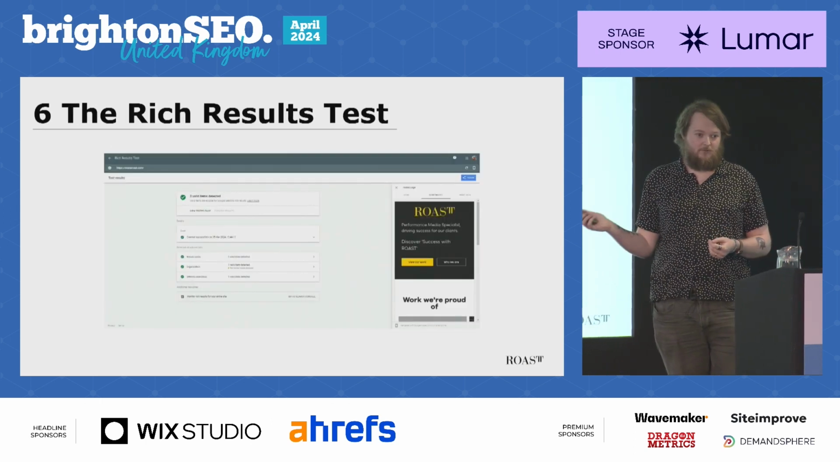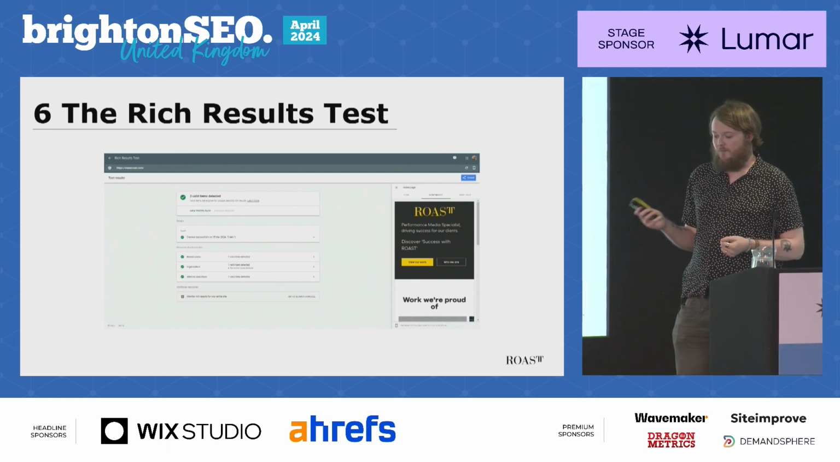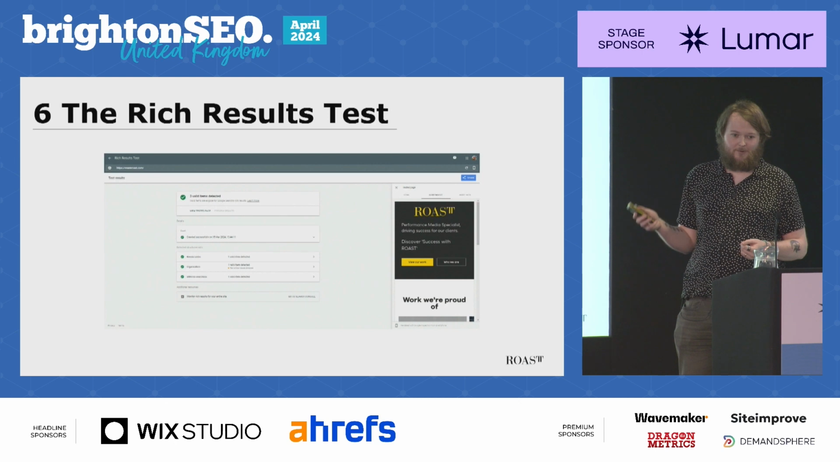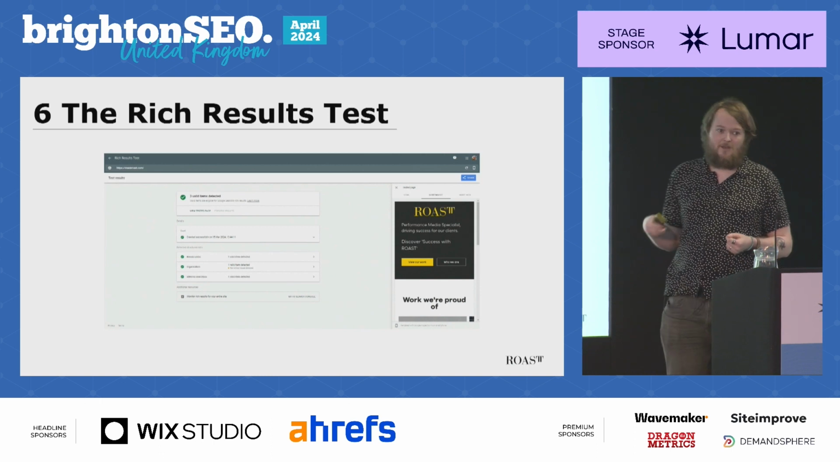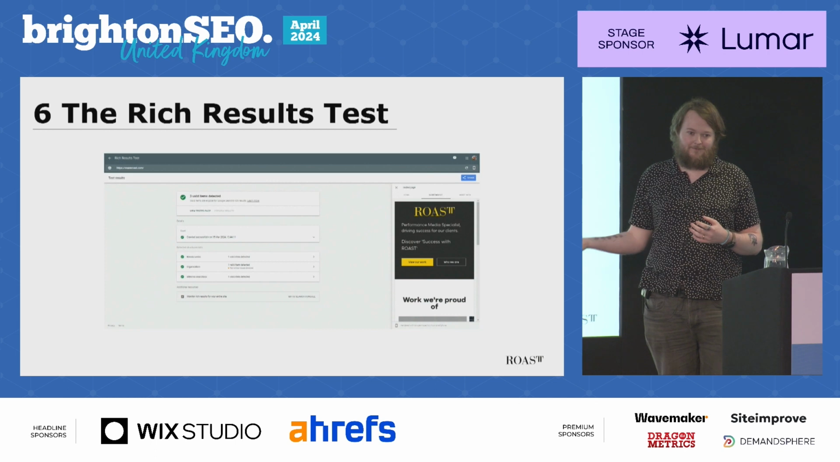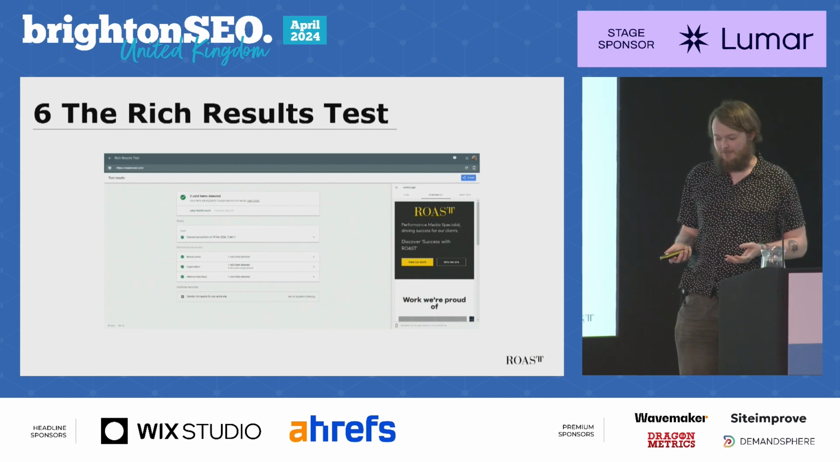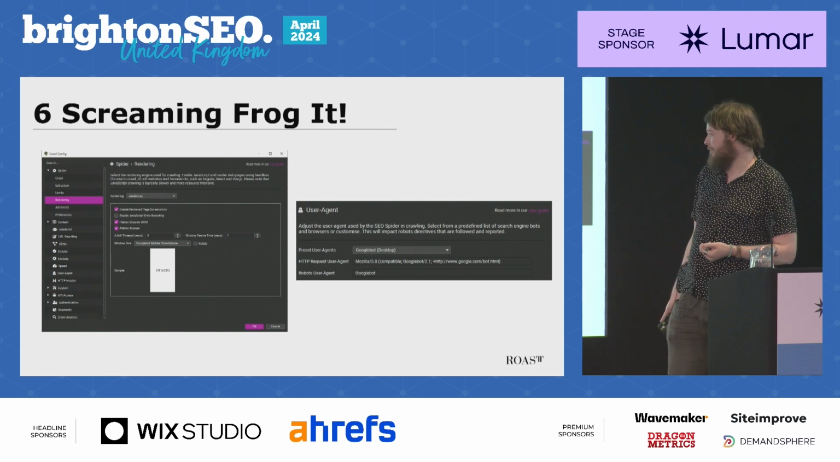The rich results test is also a good option, particularly if you've not got Search Console access. Appreciate the mobile-friendly test is no longer available, so you do have to use rich results instead. But again, it will give you a screenshot, HTML, more info, and an idea of how the page is working. Screaming Frog's got loads of options as well.